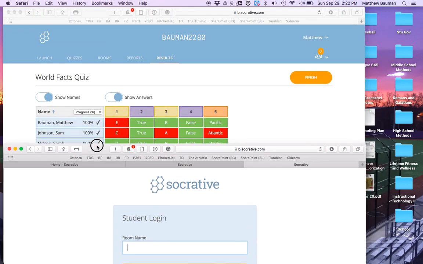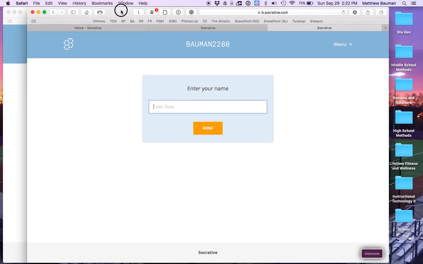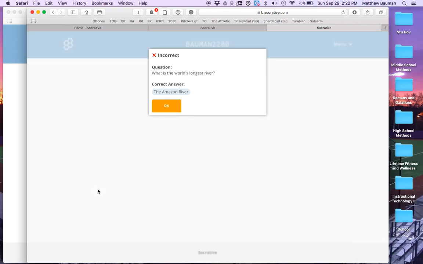then we can go to my room code, which is Bauman 2280. We can join and then insert your name. So I'll type in my name, and then this will show up the question. So what is the world's longest river? And so if I think the answer to that is Mississippi River, I can click on that and then submit answer, and it'll show up, oh, that's incorrect, and the correct answer is actually the Amazon River.